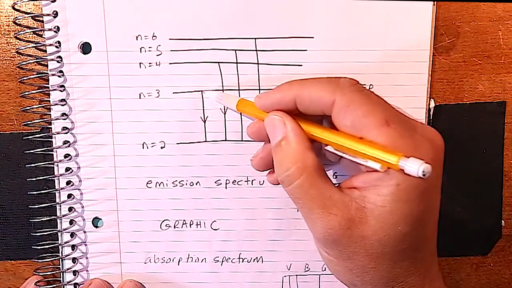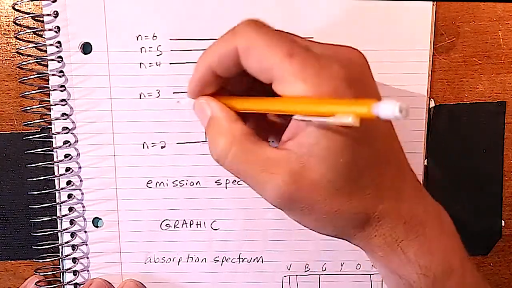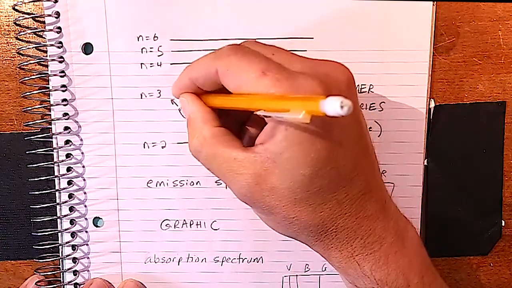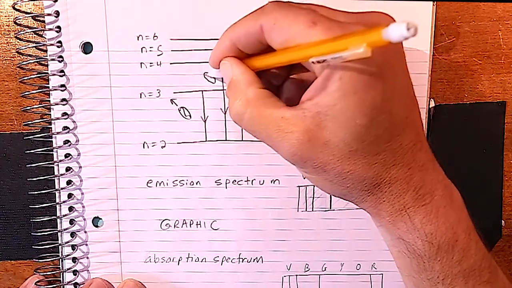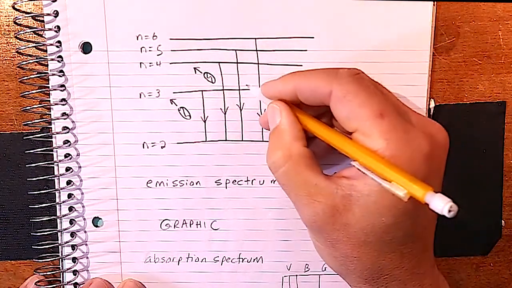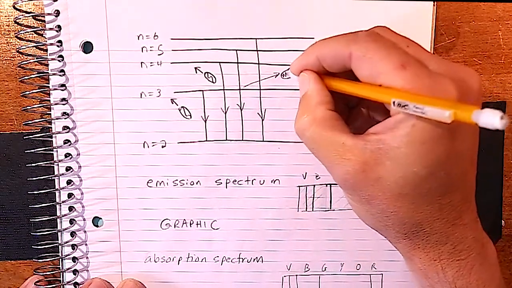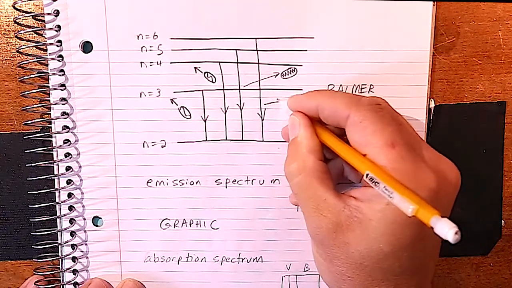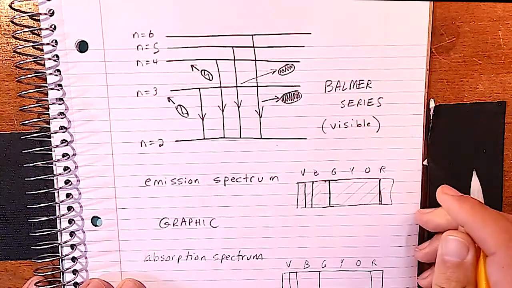So we did the calculation for the jump from 3 to 2. What did that do? It emitted a photon, and that photon was red. Then we did the jump from 4 to 2, and that emitted a photon that was bluish green or aqua. And then we did the jump from 5 to 2, and that was violet, so a little higher frequency. And then this jump from 6 to 2 was also violet, but closer to ultraviolet, so even higher frequency.